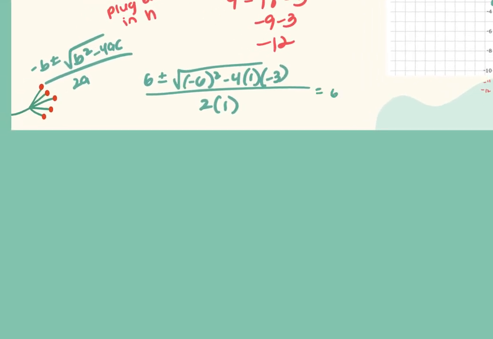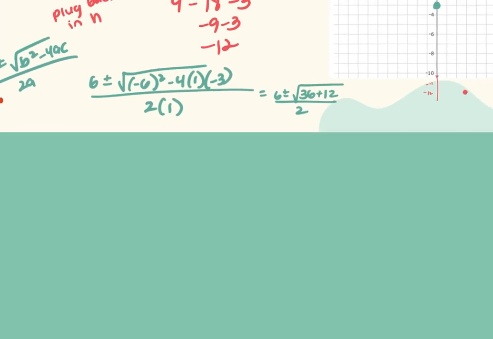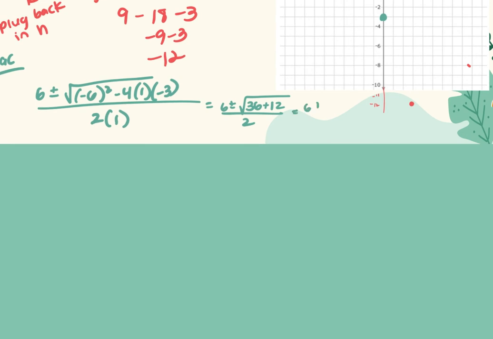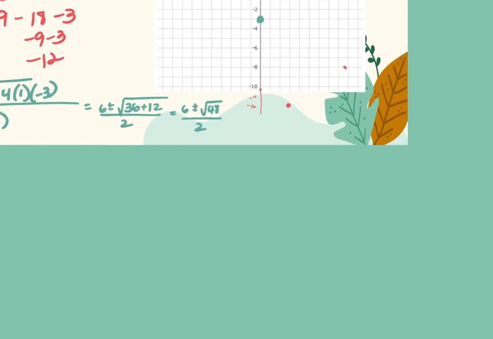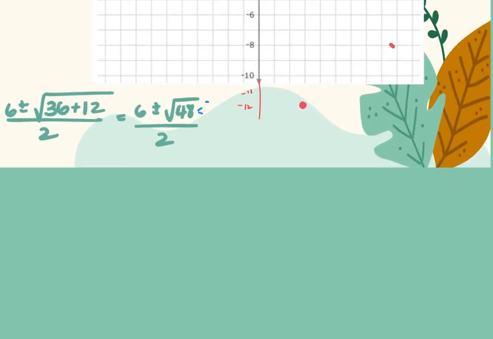And I get 6 plus and minus the square root of 36 plus 12 over 2. 6 plus and minus the square root of 48 over 2. If it wanted exact, I would break down that 48 so that this would be 3 and 16, 4 and 4. So the 4 goes to the outside.